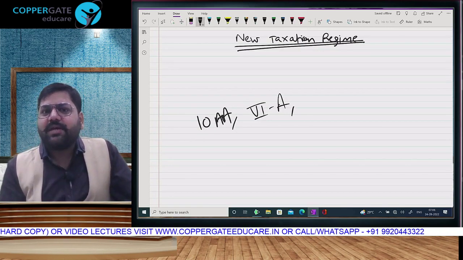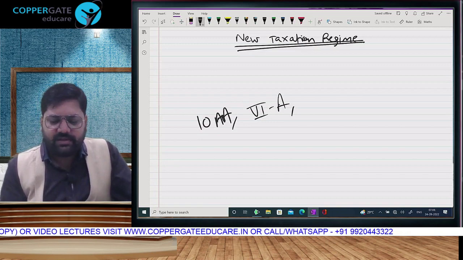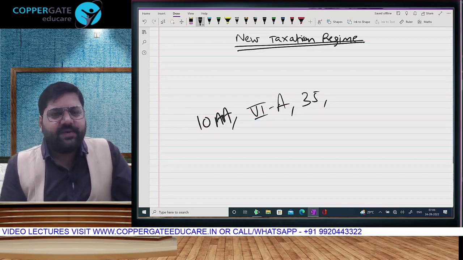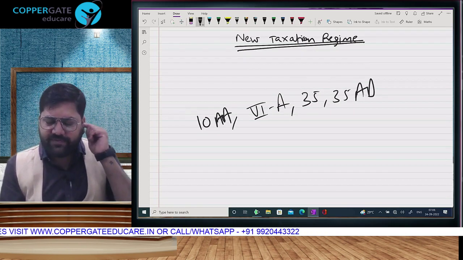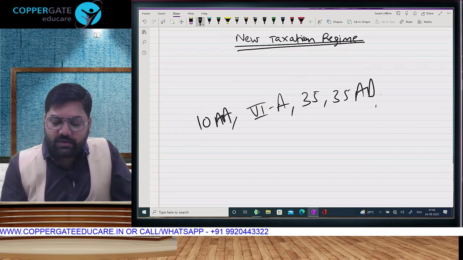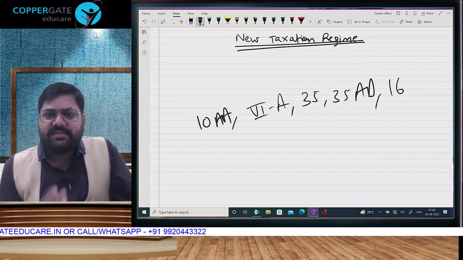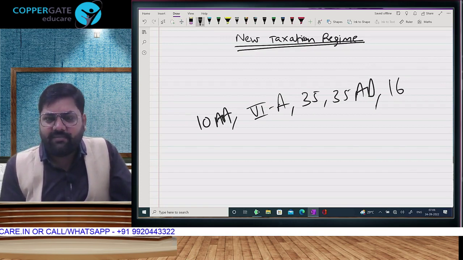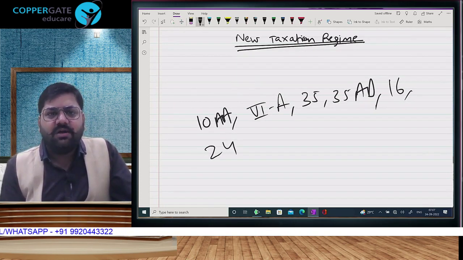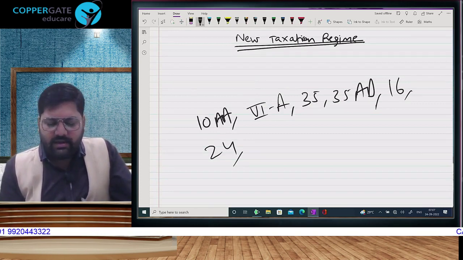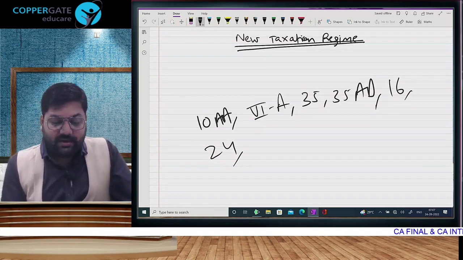If I talk about the chapter profits and gains of business or profession, you are taking deduction of expenditure on scientific research. You are taking deduction for something called a specified business. If I talk about the chapter salary, you are taking deductions under section 16, that is standard deduction, professional tax paid and entertainment allowance. If I talk about house property, you are taking deductions under section 24, that is your standard deduction and your interest deduction.